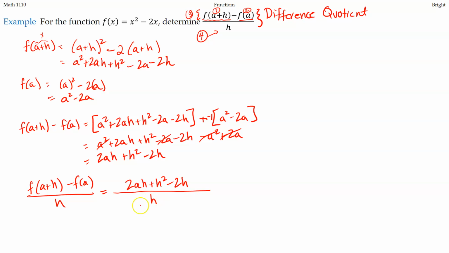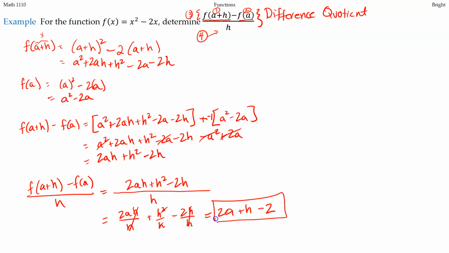And what this really means is that I take each term and divide it by h independently. Okay, 2ah over h plus h squared over h minus 2h over h, and this ends up reducing to 2a, those would reduce, h squared and h would reduce, so plus h, and then these would reduce to minus 2. And this would be my answer to this entire question. Okay, so a lot of work to do, but I recommend breaking it into pieces.